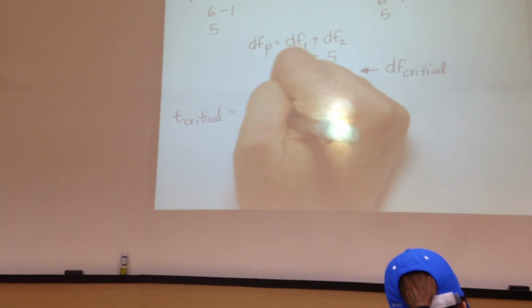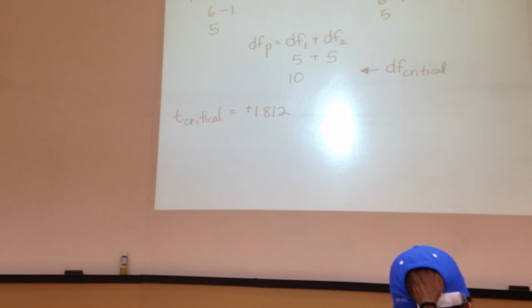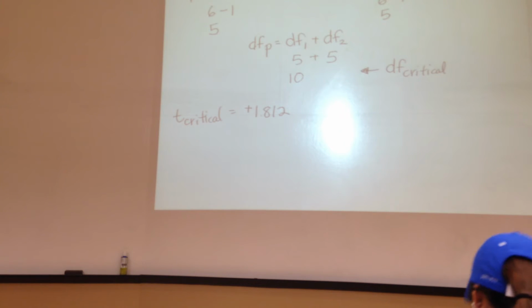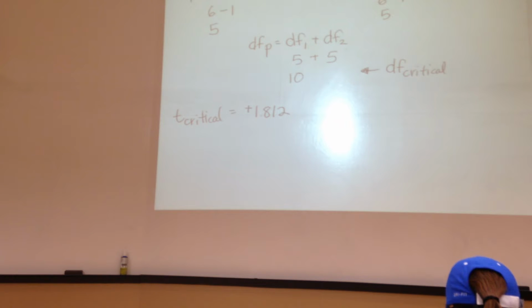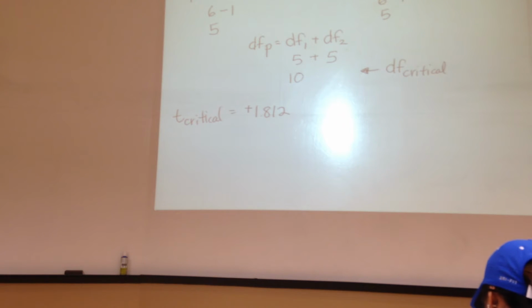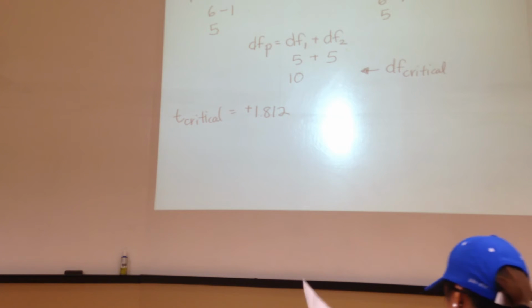Positive 1.812. Now, here's something I want you to remember for this class. That is that we always round everything to 2 decimal places. We round early and we round often. Okay, you round every single step, not just when you get done with the calculation, every single step.